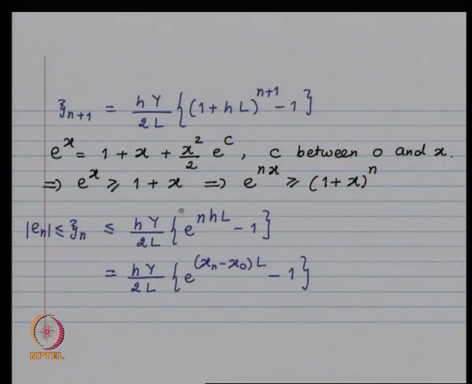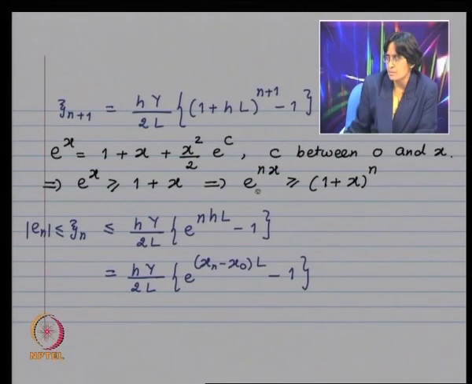So, I want some compact formula for that. So, that is why I look at the function e raised to x. This function e raised to x is always bigger than or equal to 1 plus x, because write down e raised to x as 1 plus x plus x square by 2 and then e raised to c. So, e raised to x will be bigger than or equal to 1 plus x. So, e raised to n x will be bigger than or equal to 1 plus x raised to n. So, using this formula we obtain an expression for psi n plus 1.